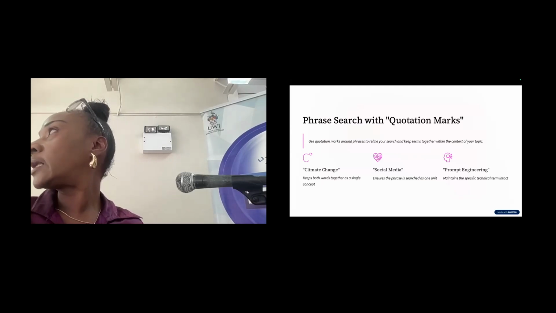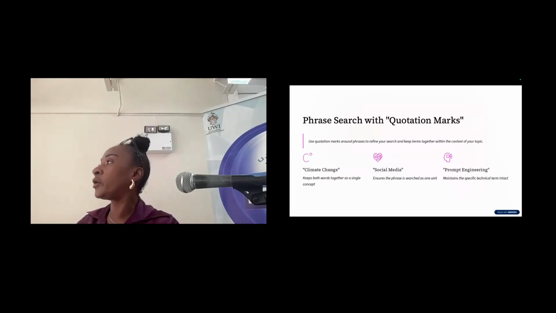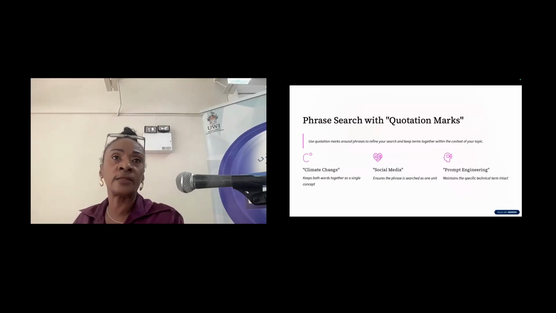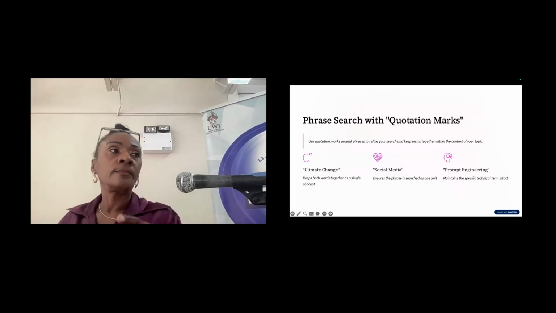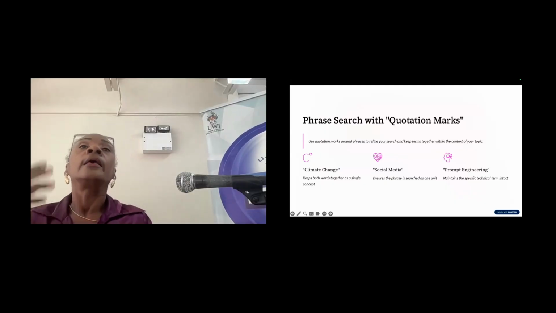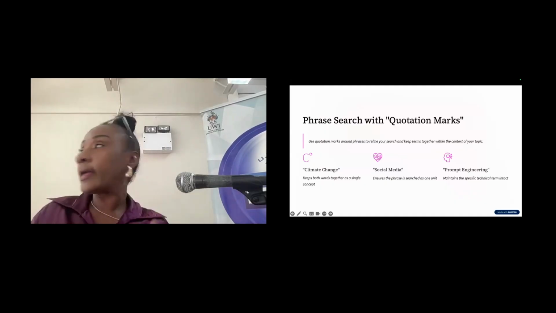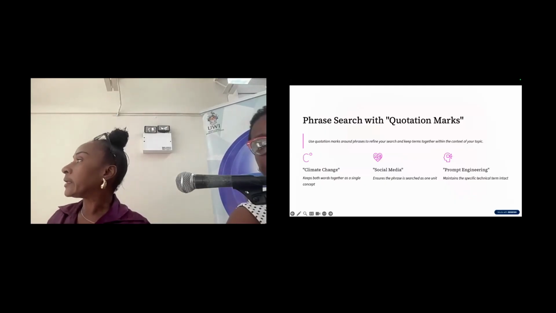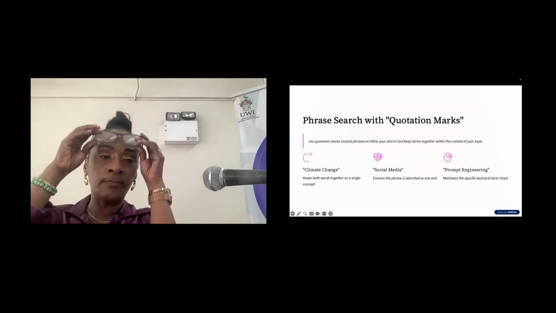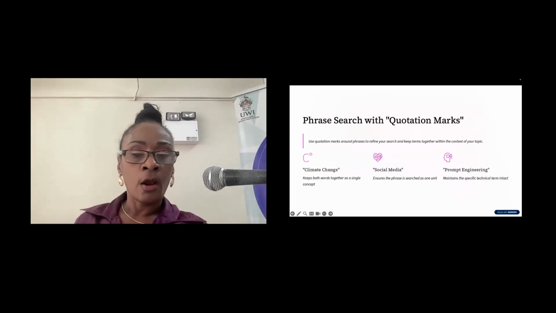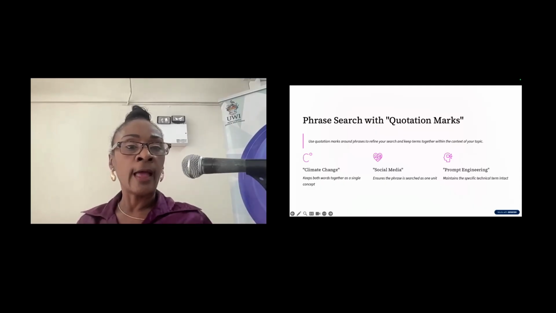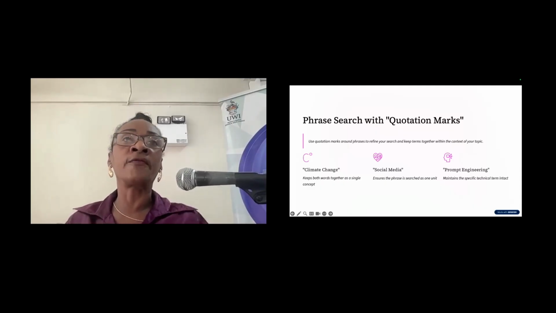Why don't we use quotation marks around your phrase search? What do you think happens when you do a phrase search? It's more accurate, more specific, more precise, and what it does is keep the terms together. So use quotation marks around phrases to refine your search and keep the terms together within the context of your topic.